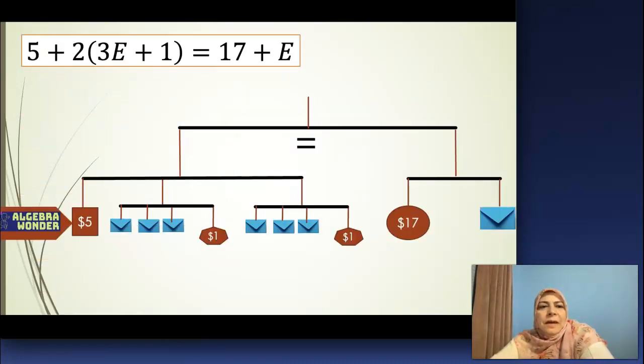So I have $5 and two sets. Each set has 3 envelopes and $1. I have one set here, 3 envelopes and $1, and then another set, because I have two sets here. This is balanced with 17 plus 1 envelope. And our goal is to figure out how much money is in each envelope.